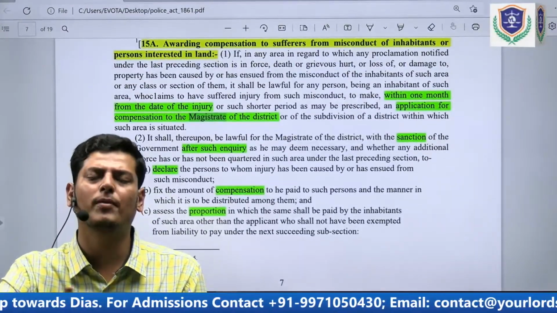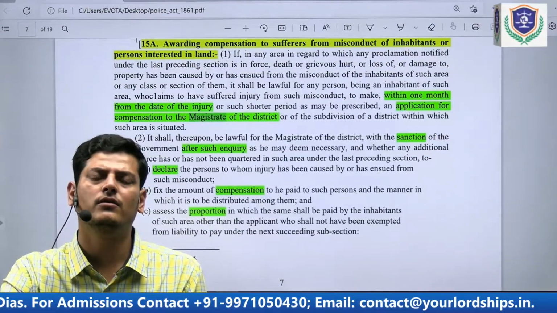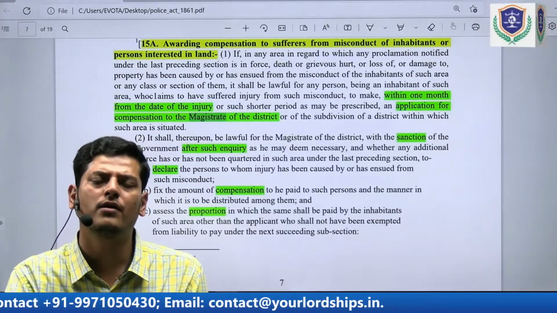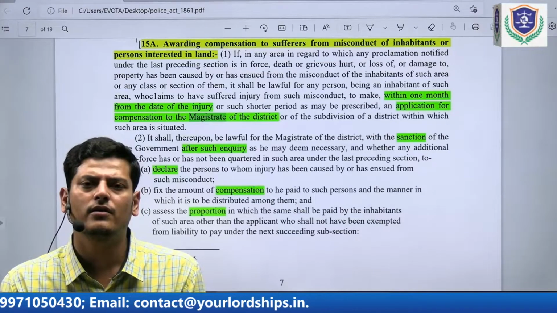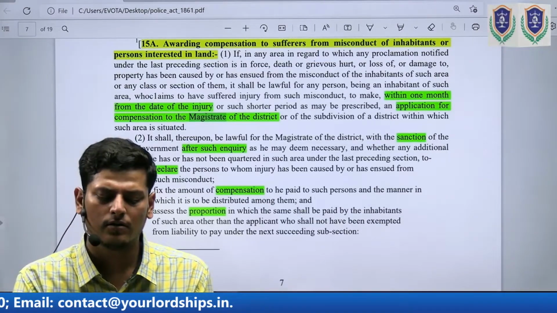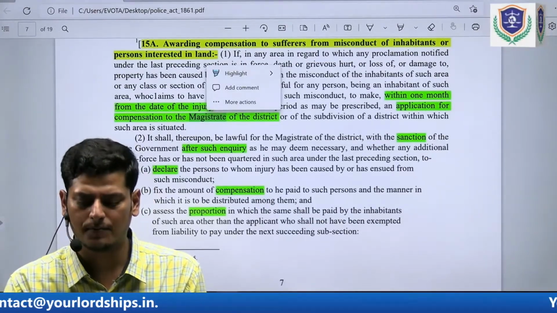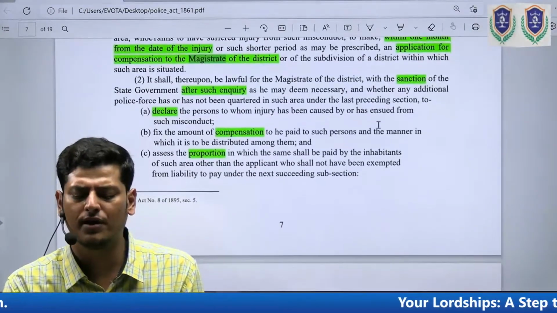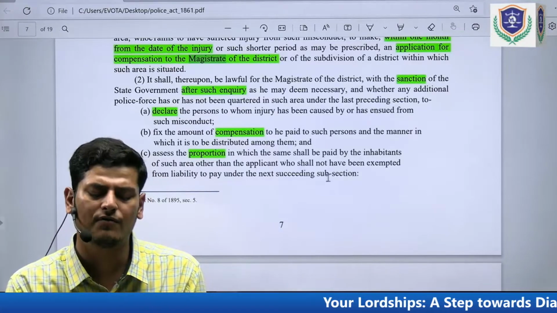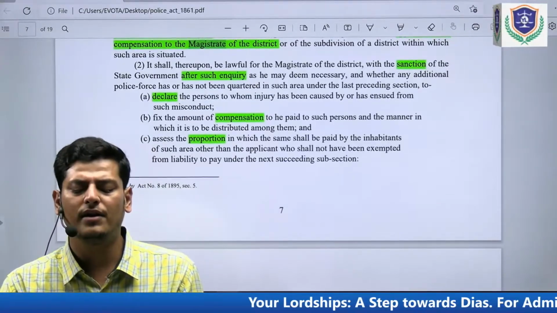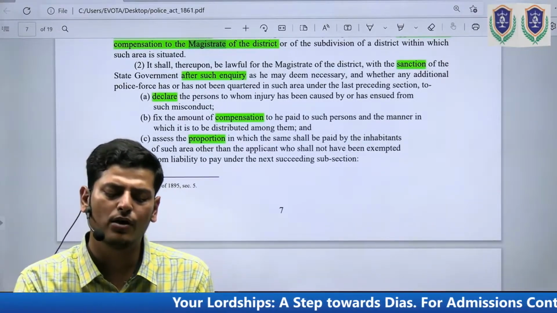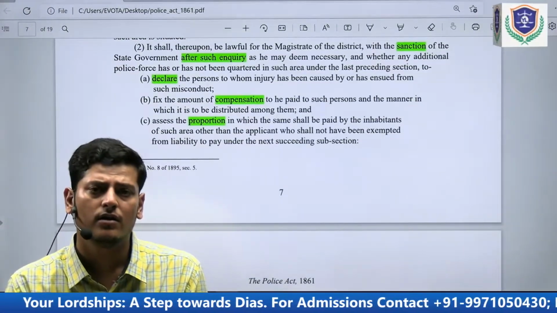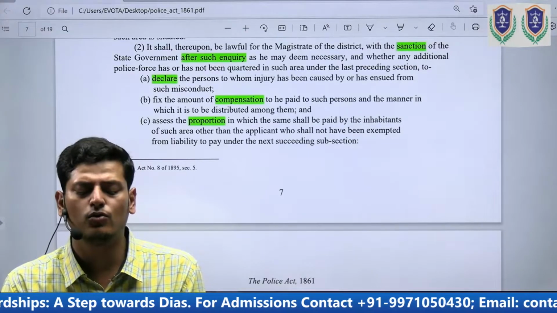What is the sole purpose of this section? The sole purpose is to give compensation to the person who has suffered any injury. Who will give? The magistrate. It shall thereupon be lawful for the magistrate of the district, with the sanction of the state government, after such inquiry as he may deem fit, and whether any additional police force has been quartered in such area under the last preceding section, to do the following things.